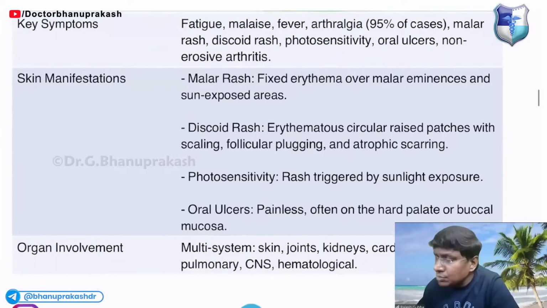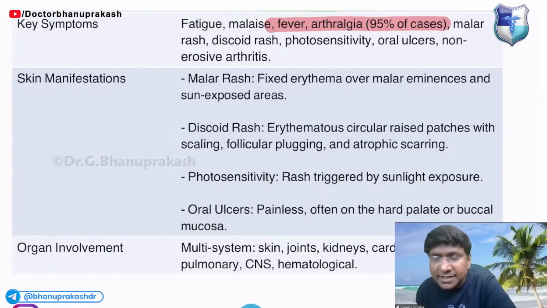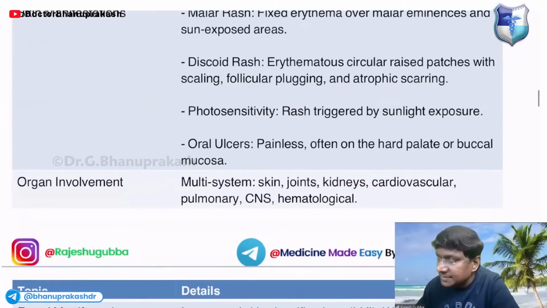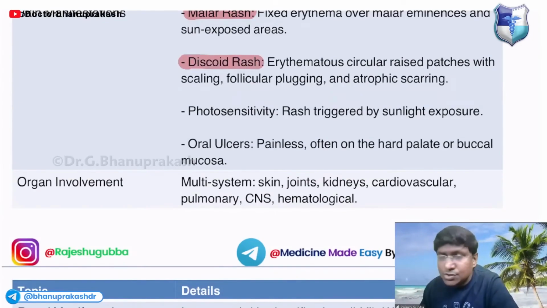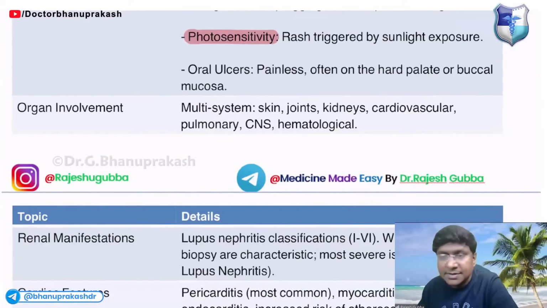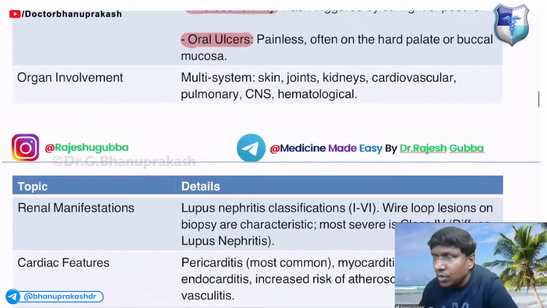What is the most common symptomatology in these patients? The most common symptomatology will be fatigue, malaise, fever, arthralgia. These will be the key symptoms, right? Then, what are the skin manifestations? Skin manifestations will be in the form of malar rash, where there is fixed erythema over the malar eminences and sun-exposed areas. There is also discoid rash, where you have erythematous circular raised patches with scaling. There is also photosensitivity, where you have rash triggered by sunlight exposure. And there are also oral ulcers, and they are painless.